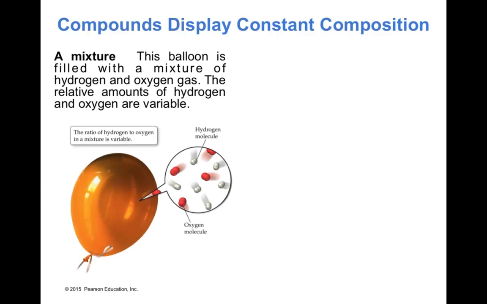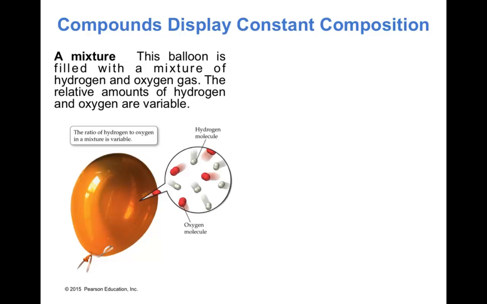Here we're going to have an example of a mixture. This balloon is filled with a mixture of hydrogen and oxygen gas. So here we have the oxygen, that is the red, and the hydrogen, that is the white. Here we have a mixture of both types of gas. The relative amounts of hydrogen and oxygen are variable. So there is no specific ratio. You can have more oxygen or more hydrogen.